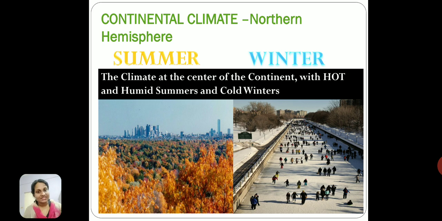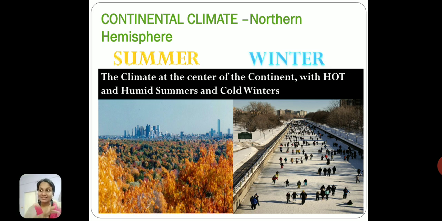So whichever continent this is going to take place, the continental climate will be in the center, in the middle of the continent. And what is the climate going to be like? It's going to be hot, humid summers and cold winters. Okay, what do you have to remember about the continental climate?